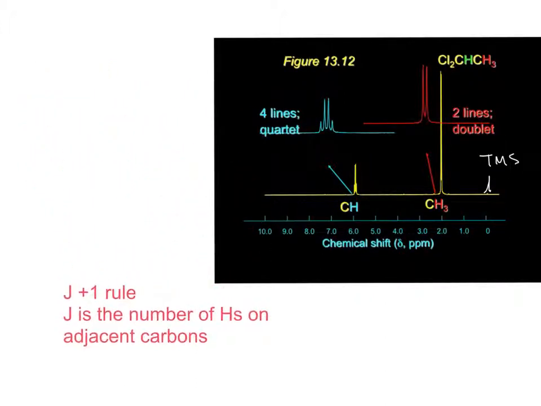So let's put that down here. If we look back at this example, the CH group only has one neighboring carbon. There are 3 hydrogens on it, so J is equal to 3, so 3 + 1 becomes 4. And so that's the reason why it's split into a quartet. These simple quartets are roughly symmetrical, so it really does look small, large, large, small.